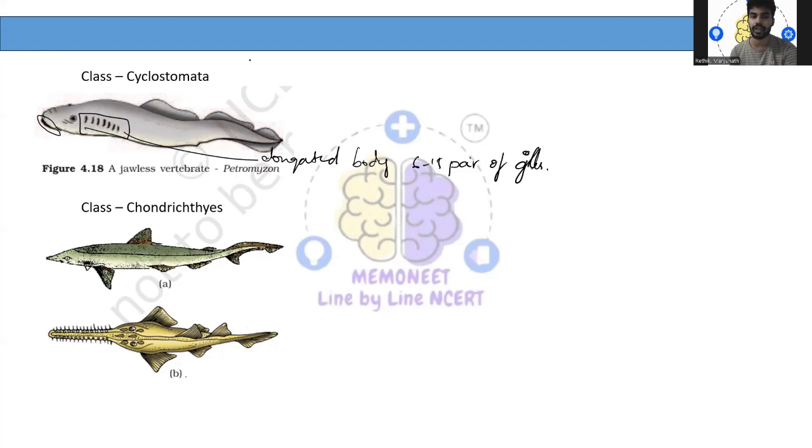So the body is devoid of scales. You won't see any scale-like structure. Paired fins are present, and you can actually see the fins here. Then the vertebral column is cartilaginous.